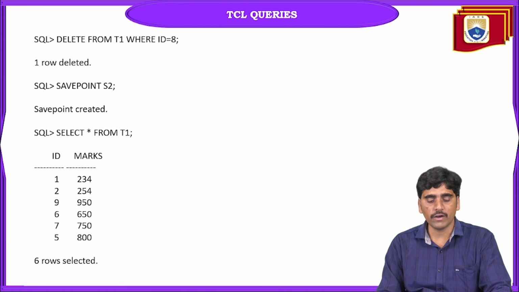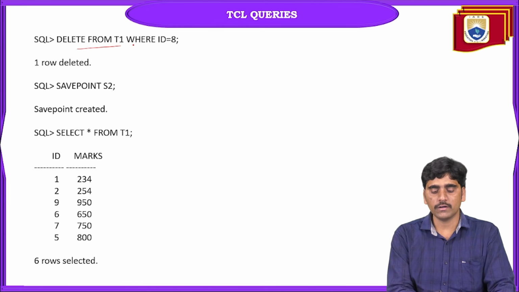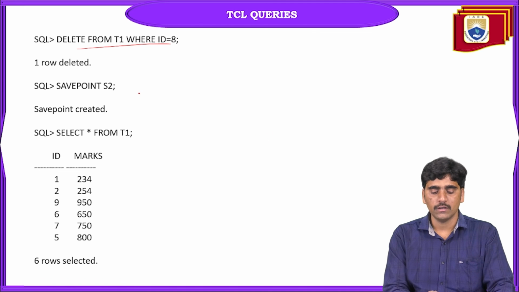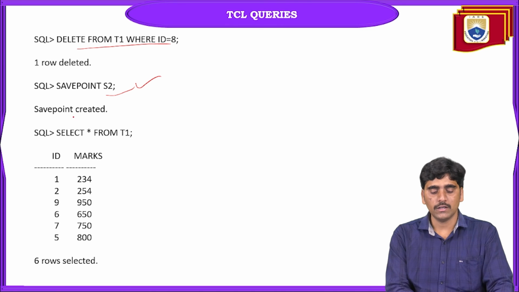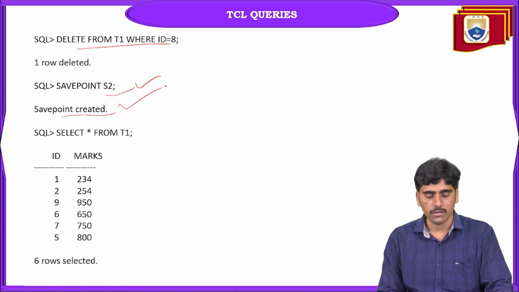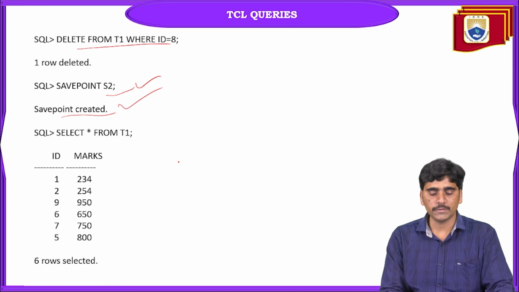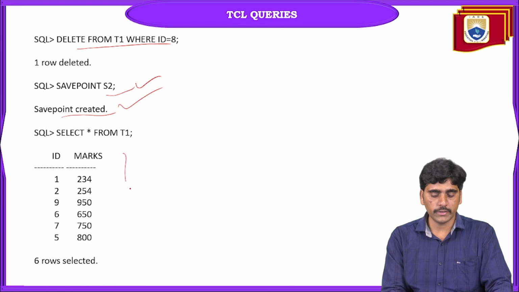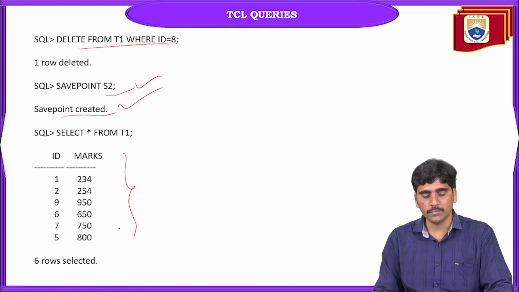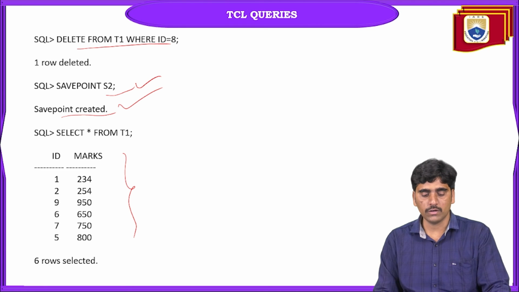And next, what I am doing here is deleting one record where ID equals to 8. So I deleted the record where ID equals to 8, and I am creating one savepoint for that deletion. Savepoint created, savepoint s2. Now if you see the output, that deleted record will be no more in the table. So if you retrieve this table, only 6 rows are selected. The previous one had 7 rows. After deleting this one, we have 6 rows only.